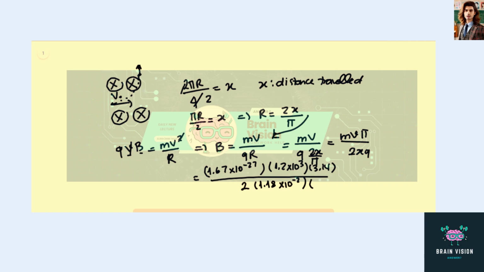And we have the charge of a proton, 1.6 times 10 to the power negative 19. So when we plug everything in, we're going to get 1.67 times 10 to the power negative 3 teslas for the magnitude of the magnetic field.